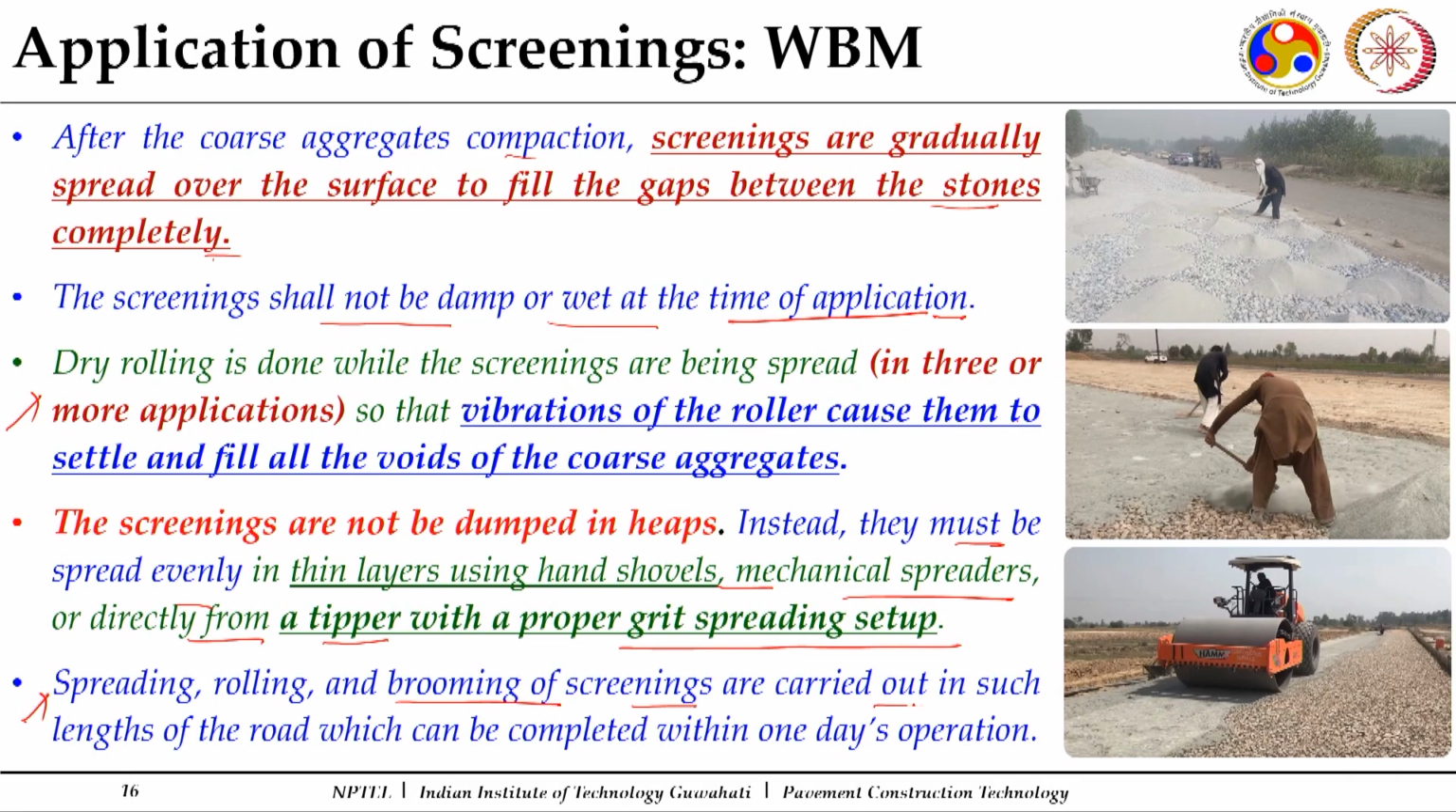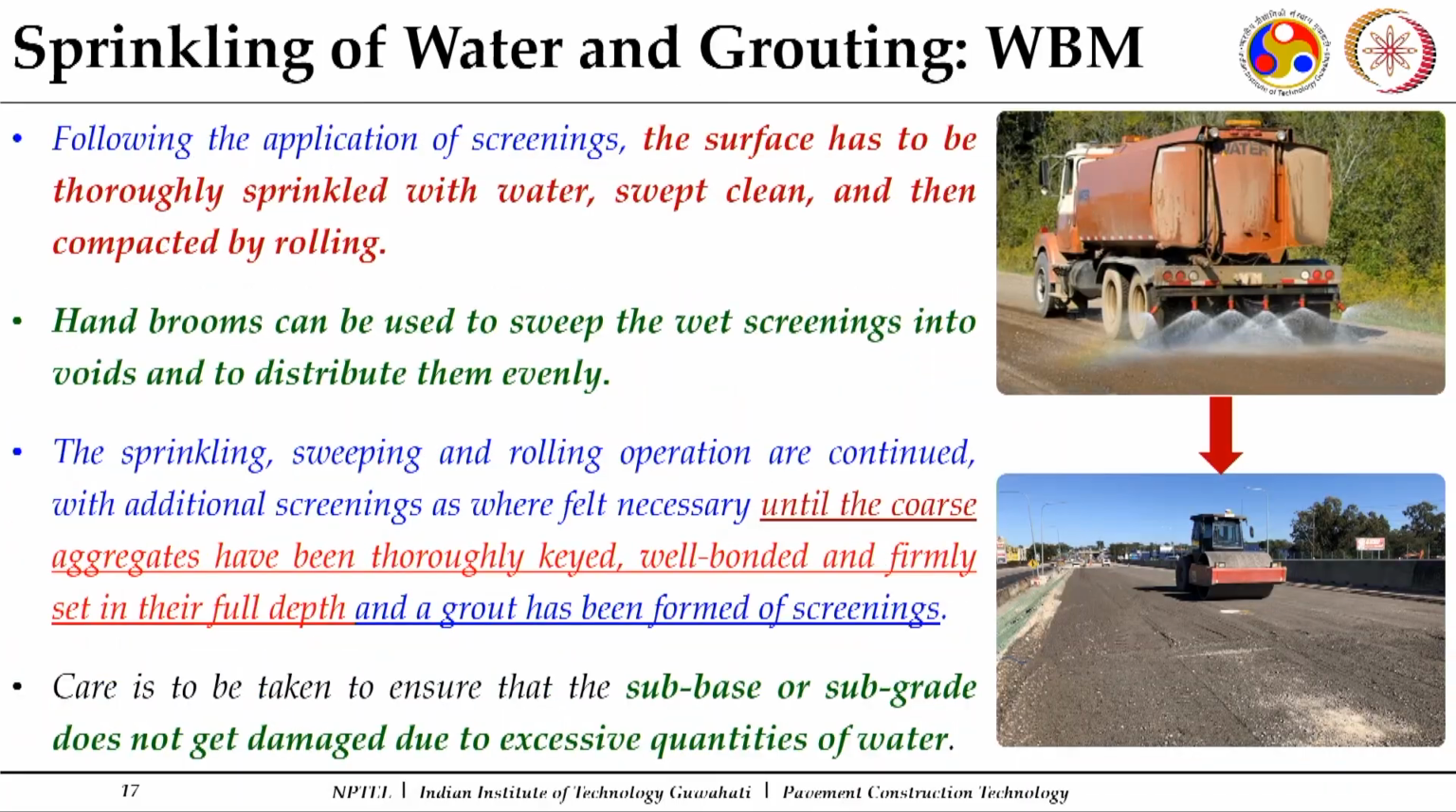So, brooming of screenings is carried out in such lengths of the road which can be completed within one day's operation. As I mentioned, we always prefer to complete one course. We can pick up a length, say a 500 meter section or a 1 kilometer section, or 5 kilometers. The important part is, depending upon your production capacity and your construction equipment availability, how many tippers you have, how many rollers you have, how much manpower you have. Depending on that, you should pick up a length which can be completed in one day's exercise.